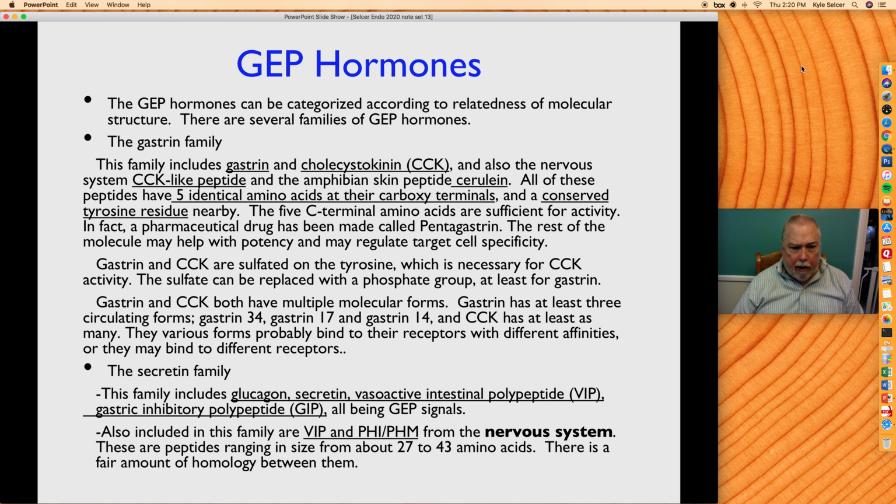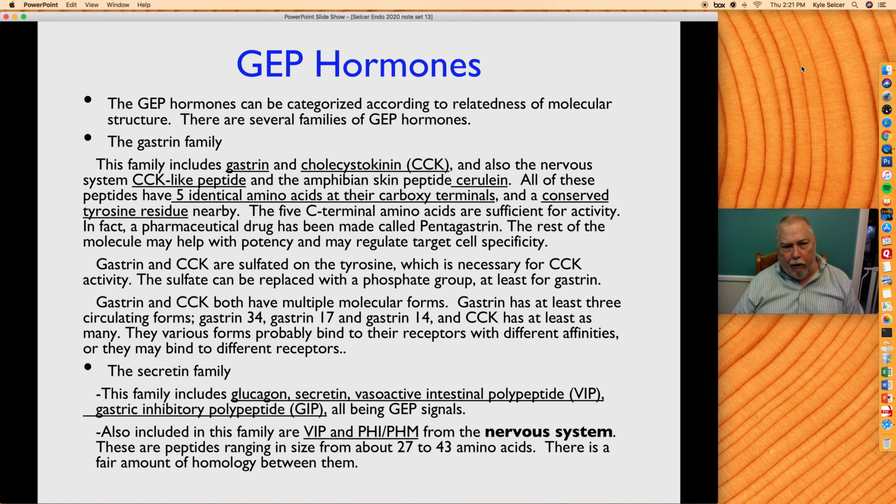Glucagon's coming from the pancreas. The other ones are coming from the gut itself. Also included in this family are some things that are known mainly for the nervous system, but also turned out to occur in the gut. VIP, PHI, PHM. We're not going to worry about them too much.